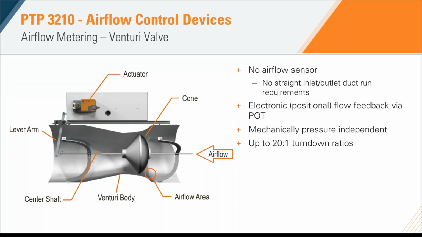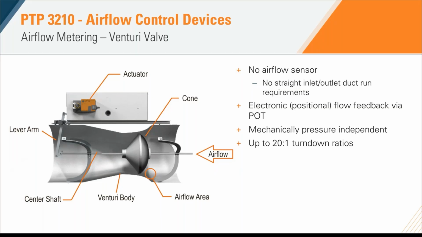So instead, how we get airflow feedback from a Venturi style valve is through electronic or positional flow feedback via a precision potentiometer. As you mentioned, this airflow technology is mechanically pressure independent because we're utilizing that internal cone spring to mechanically respond to those pressure fluctuations. Now, since there isn't any sensor inside the airstream directly calculating flow, this valve technology will have the highest turndown ratio available, all the way up to 20:1.